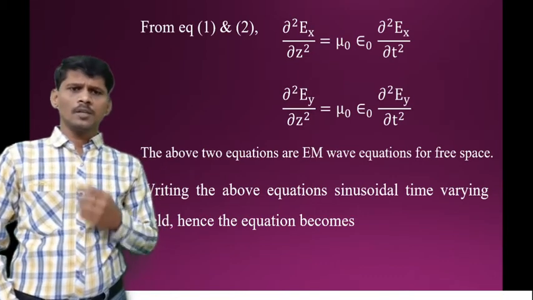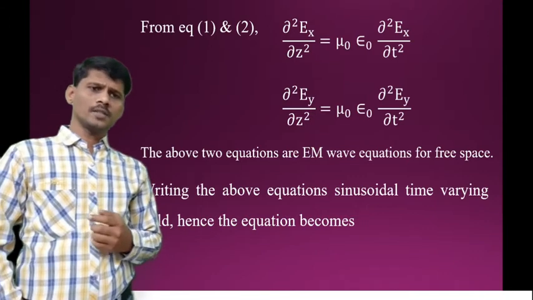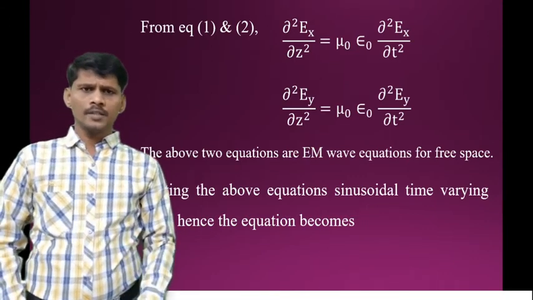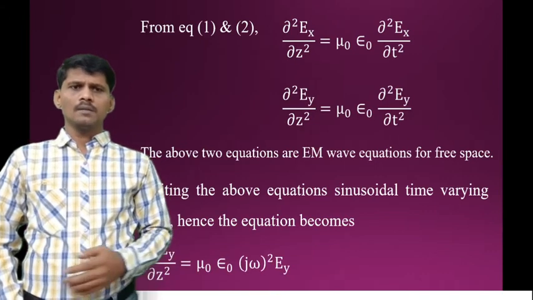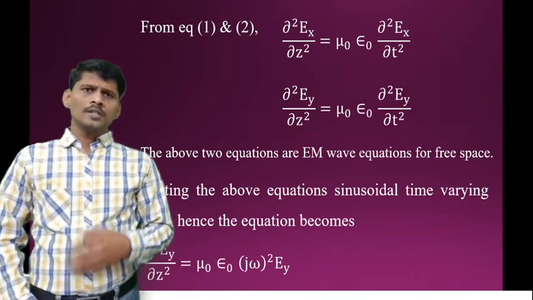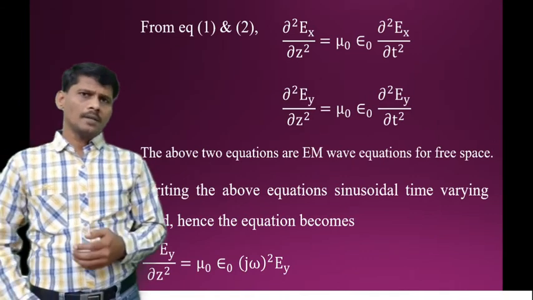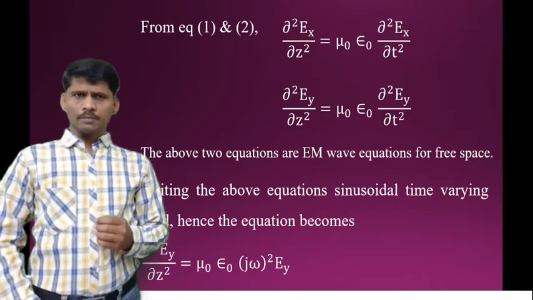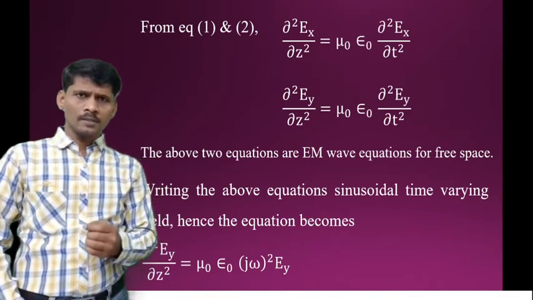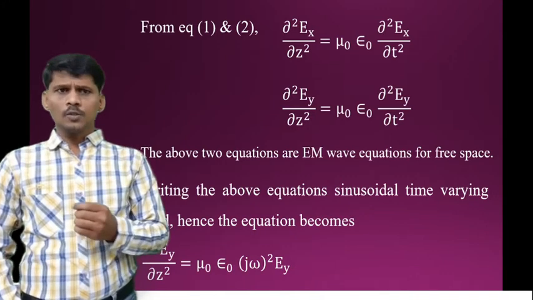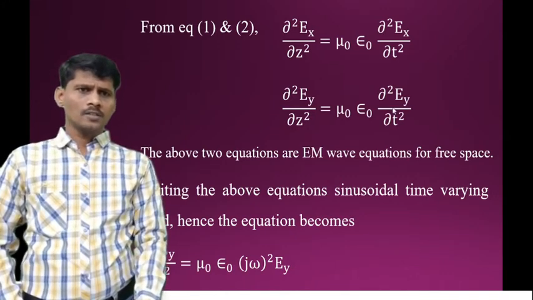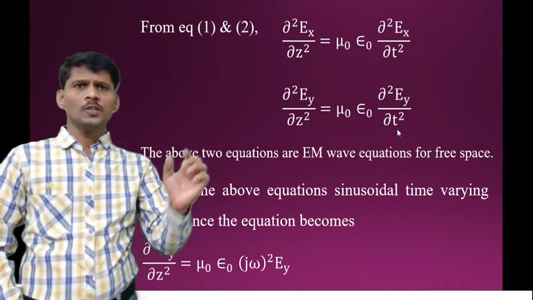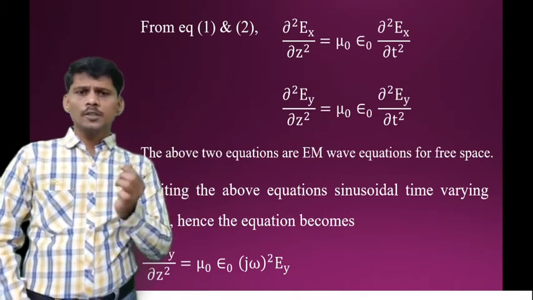Writing the above two equations for sinusoidal time varying fields, the derivative factor dou by dou t is simply represented as j omega. Now on the RHS, dou square by dou t square: dou by dou t is represented as j omega, so dou square by dou t square is j omega whole square.